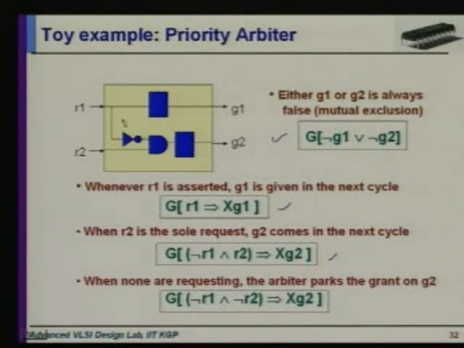Yes, because whenever R1 is high, then in the next cycle G1 will be high, but G2 will be low, because this one is going to drive the AND gate to low. So whenever R1 is high, only G1 is high. When R1 is low, then G1 is low, right. So two of them cannot be high together at the same time.